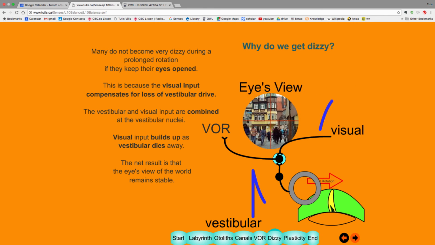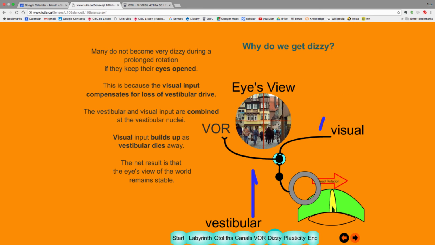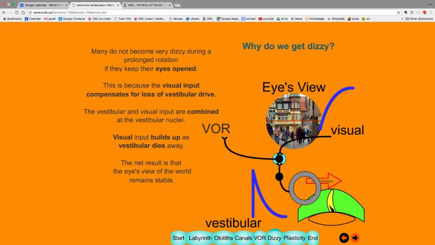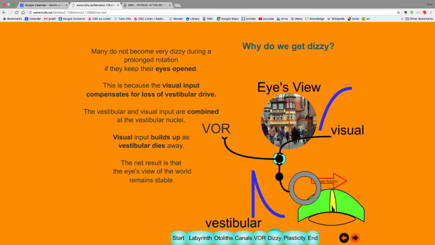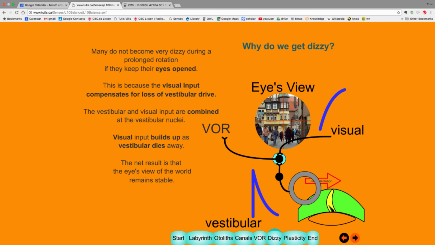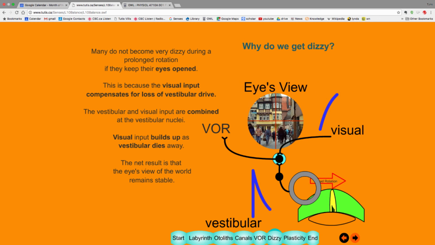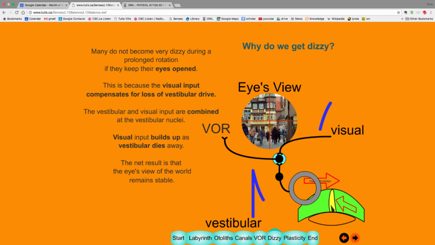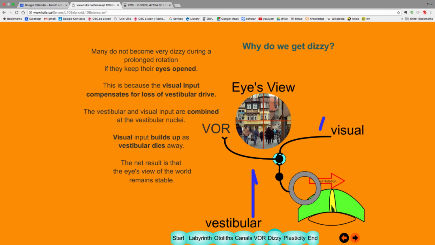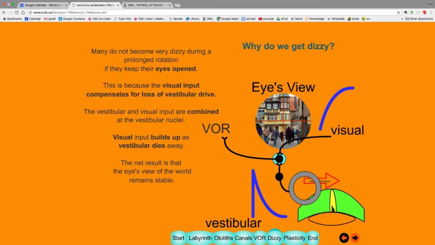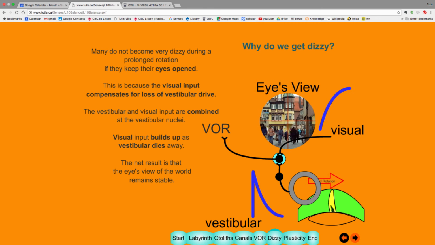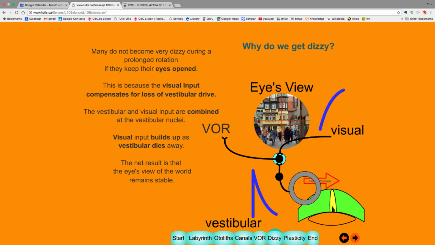Or worse still, come to a sudden stop, and that'll cause the cupula to swing in the opposite direction, telling your brain you're actually rotating in the opposite direction, and then you open your eyes, and then you sense, of course, again the same thing, the sense of motion.